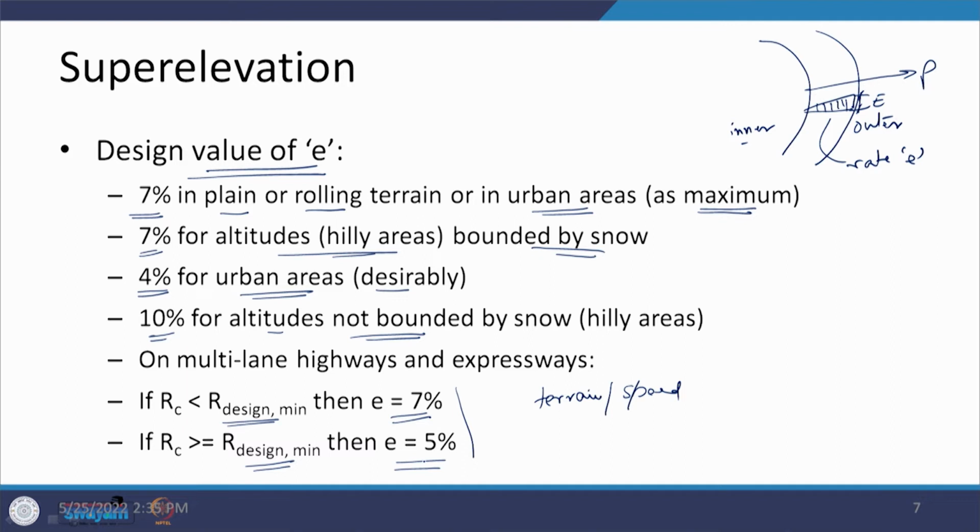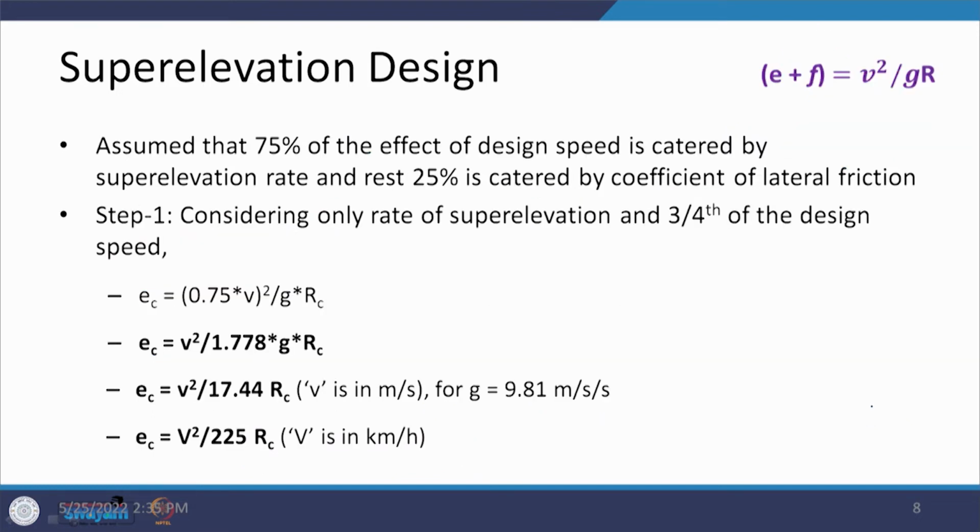So, in that sense, if we talk about the values of E, what we found is that we can have 4%, 5%, 7% and 10%. These are the values which are possible and they are dependent on the situation. Now, let us come to the design of the super elevation. That means we have to see what should be the value of E which needs to be provided.